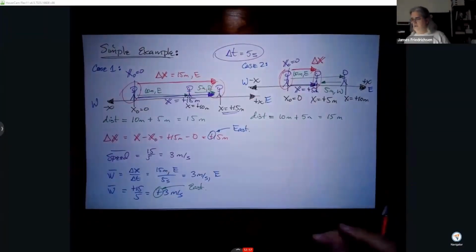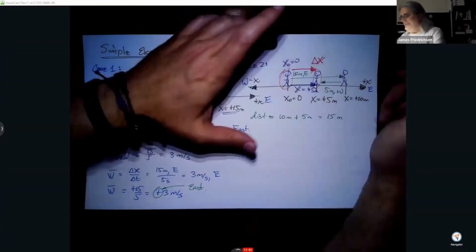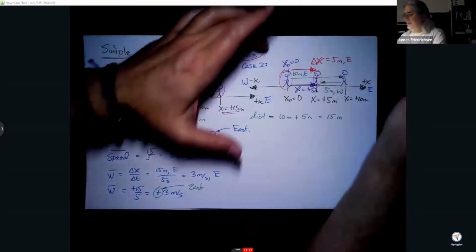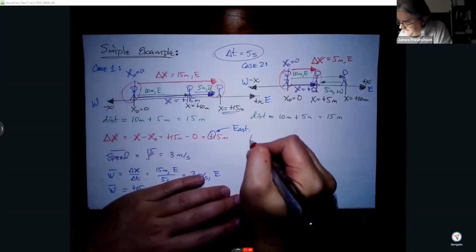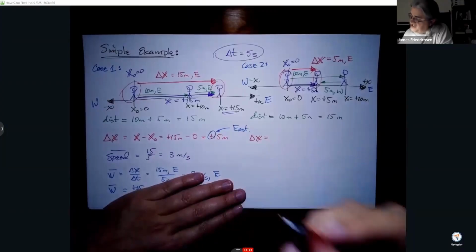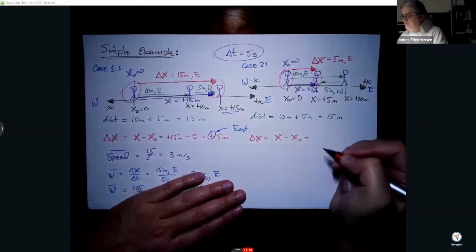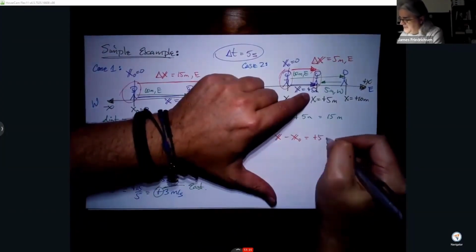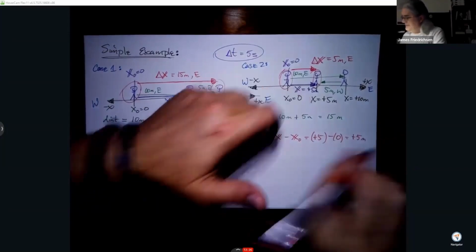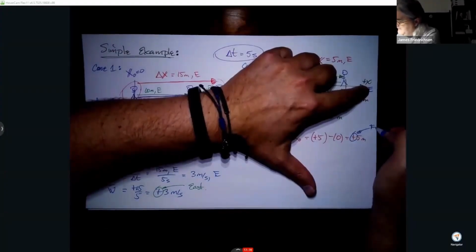And our displacement's going to look like so. And we can see from the picture that's 5 meters and it's east. But we can also do the calculation in our coordinate system. So when we do the displacement vector, or the change in the position vector, that is the final position vector minus the initial position vector, which is plus 5 meters minus 0 gives us plus 5 meters. And again, the plus sign in this case is going to indicate that it's east.